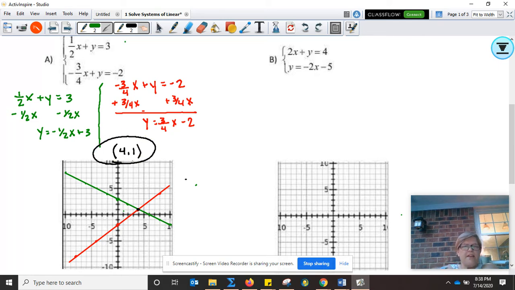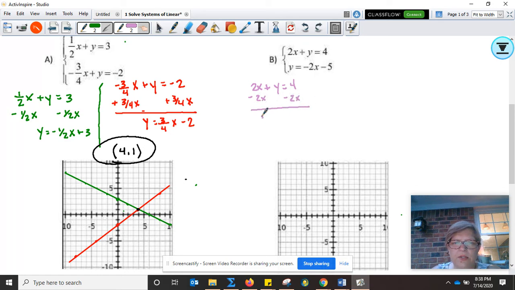Okay, now for B, let's look at that one. For B, the same thing: we're going to solve the equation for y. So I have 2x plus y is equal to 4. Okay, subtract 2x.